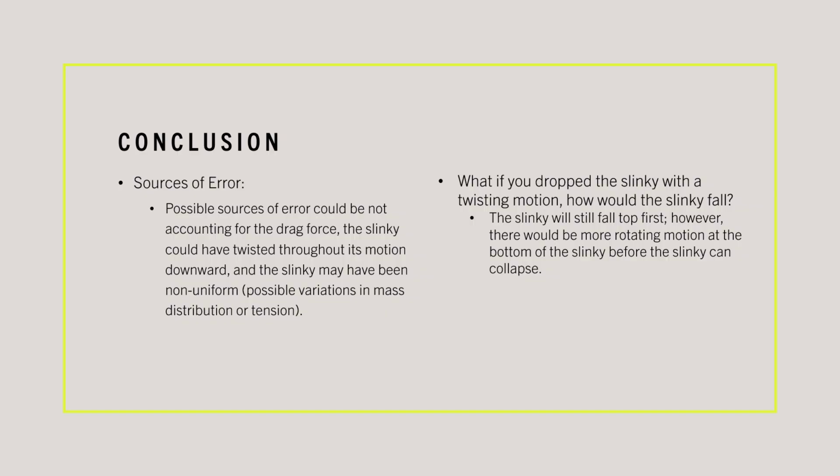So possible sources of error could be the slinky twisting throughout its motion downward, and the slinky may have been non-uniform. It could have possible variations in the mass distribution or the tension. And then what if I dropped the slinky with a twisting motion? How would the slinky fall? The slinky will still fall top first, however, there would be more of a rotating motion at the bottom of the slinky before the slinky can fully collapse within itself.